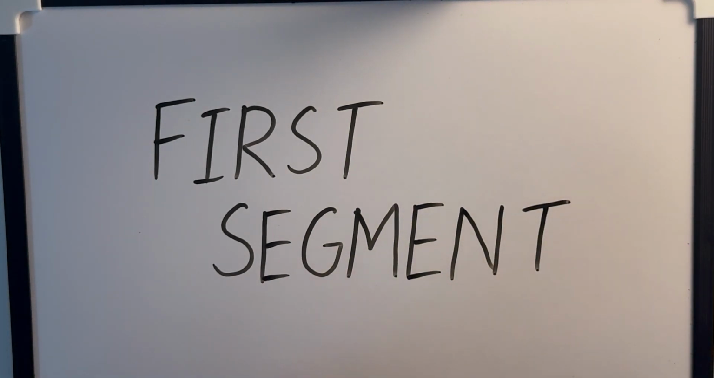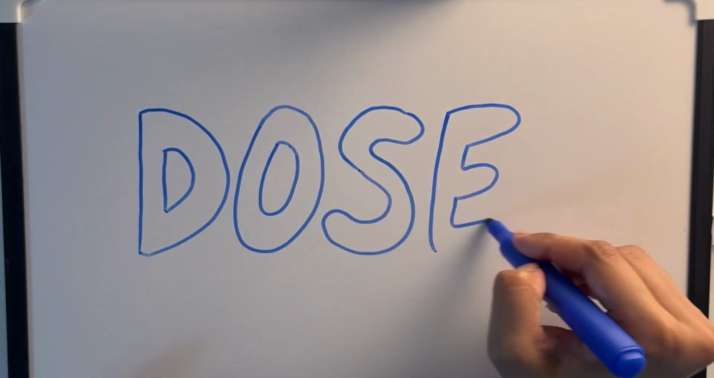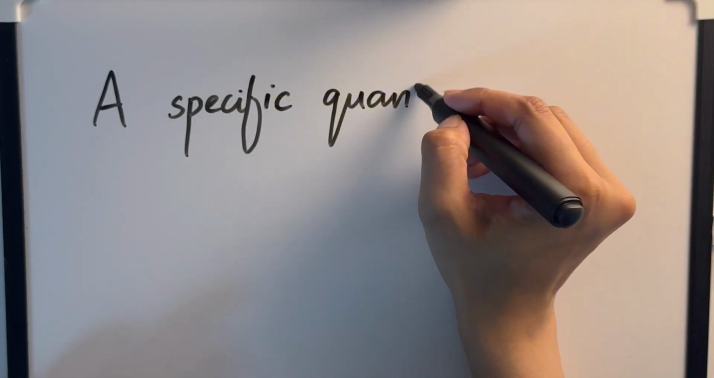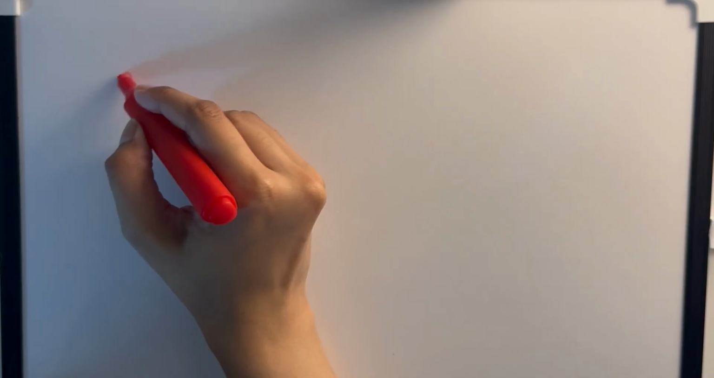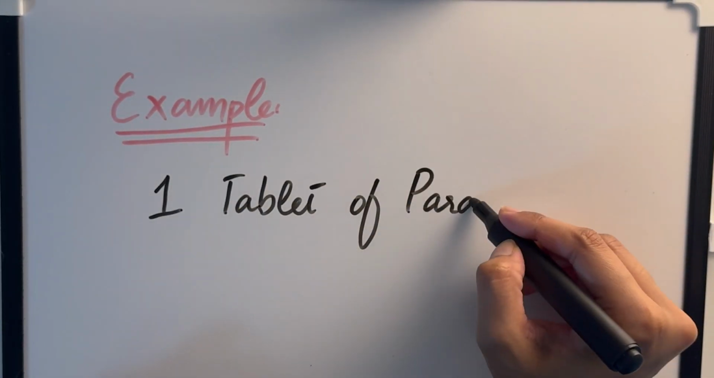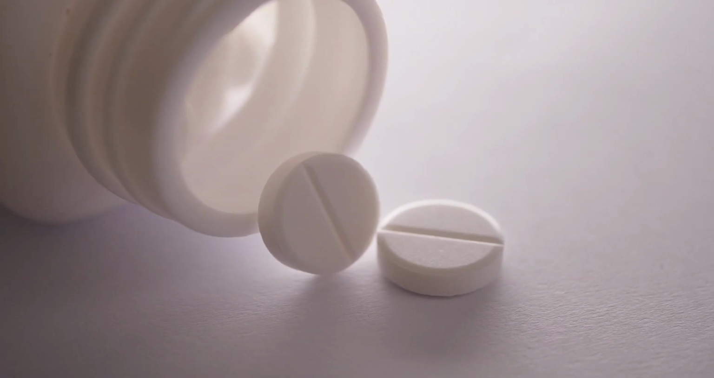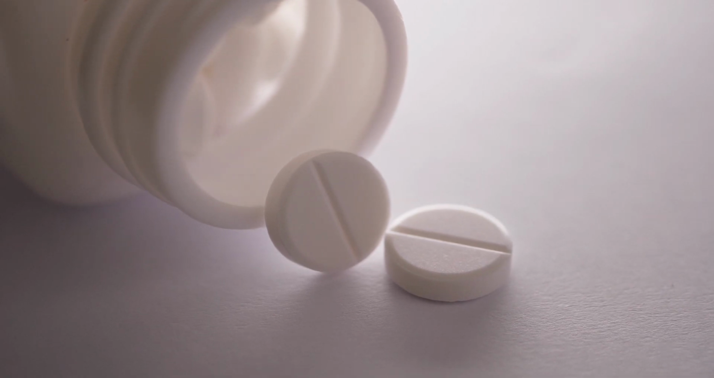So let's start. What is dose? A specific quantity of a drug taken at a specific time is called dose. For example, if you have to take one tablet of paracetamol, this is the dose.